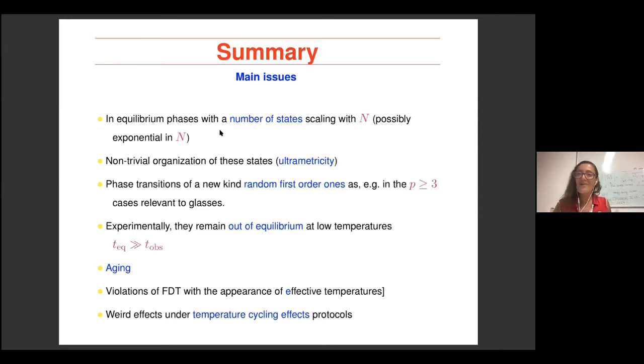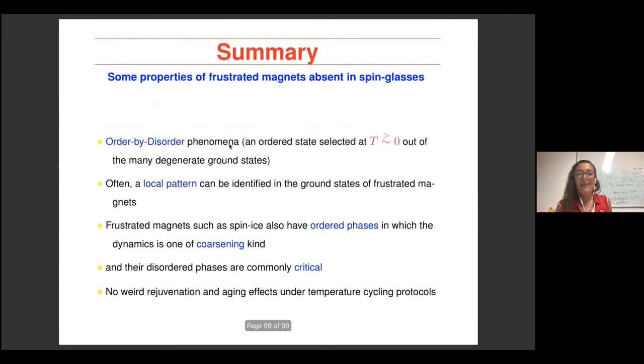I didn't reply very well, and then the lecture started. So I said, okay, let me add now here a transparency to answer at least partially that question. Which properties of frustrated magnets, which I didn't discuss in my lectures, are absent in spin glasses and even in glassy systems? So I could think of these ones.